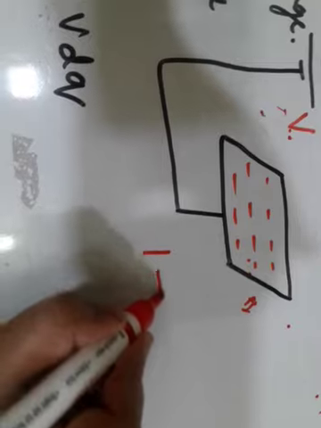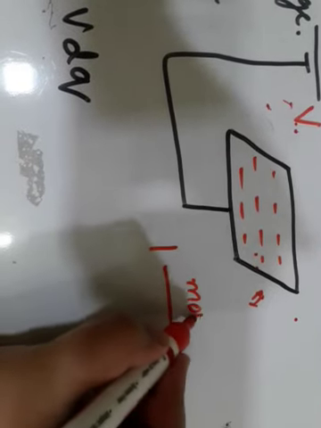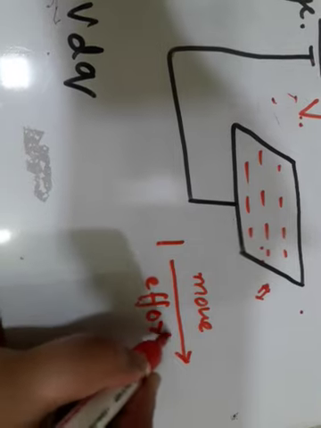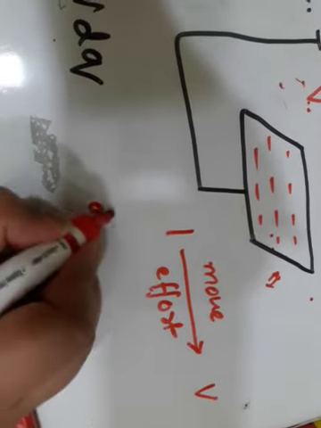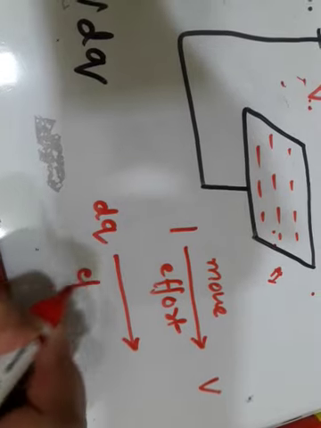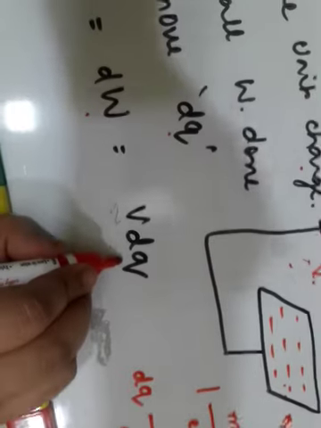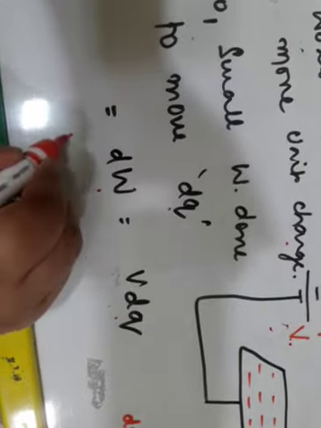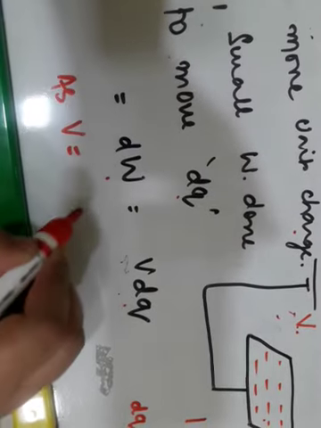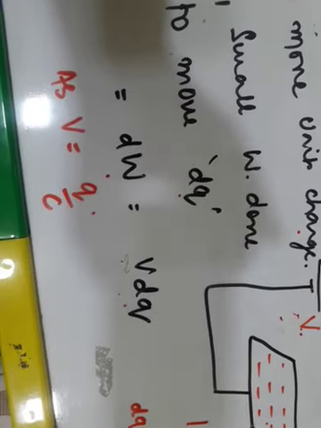ये work done है. तो अगर ये unit charge को move करने का work done है तो dq को move करने का work done क्या होगा? dW, small work done. This is V dq. कैसे आया देखो. So अगर मेरे पास unit charge है तो उसको move करने का effort कितना है? This is V. So dq का effort कितना होगा? What is dq का effort? This is V into dq. This is small dW, right? So V हमारे पास कितना है? As V is equal to Q by C, charge by capacitance.